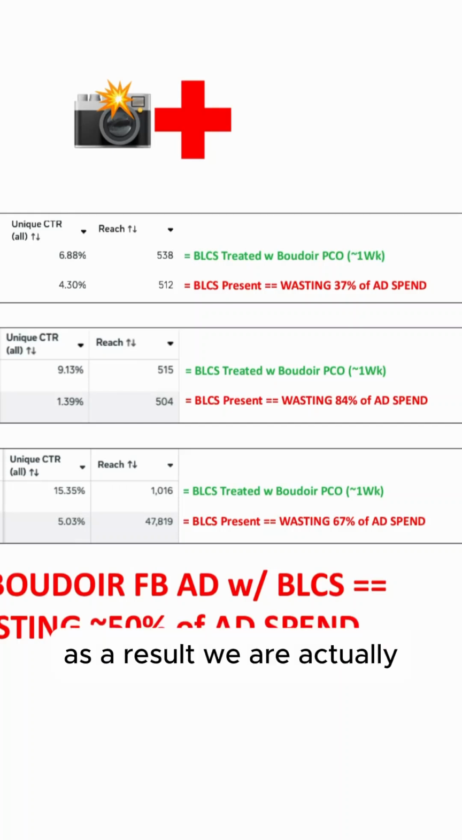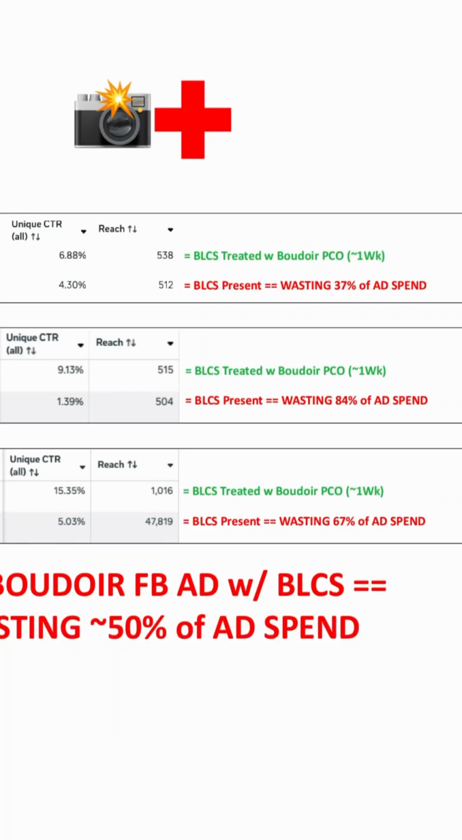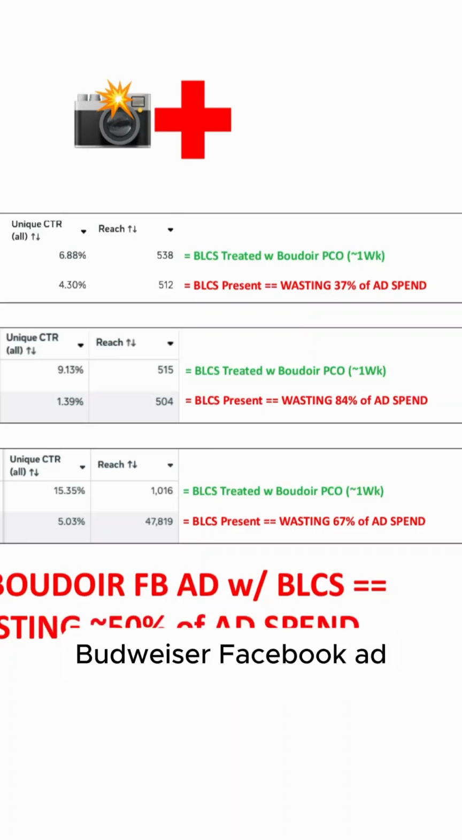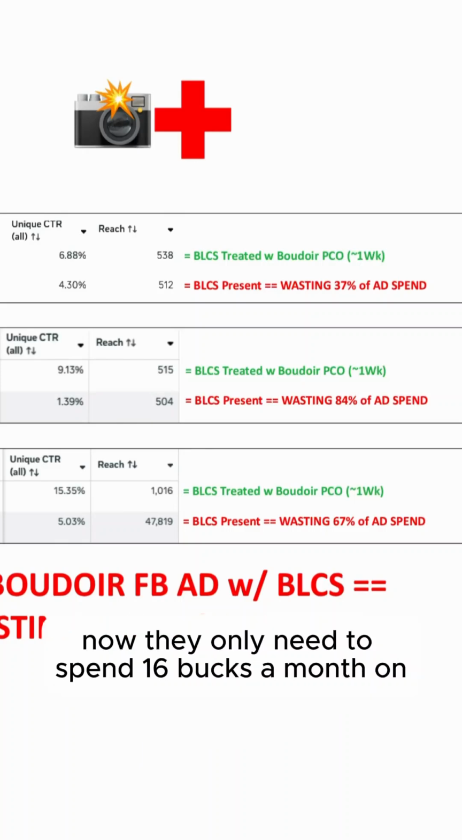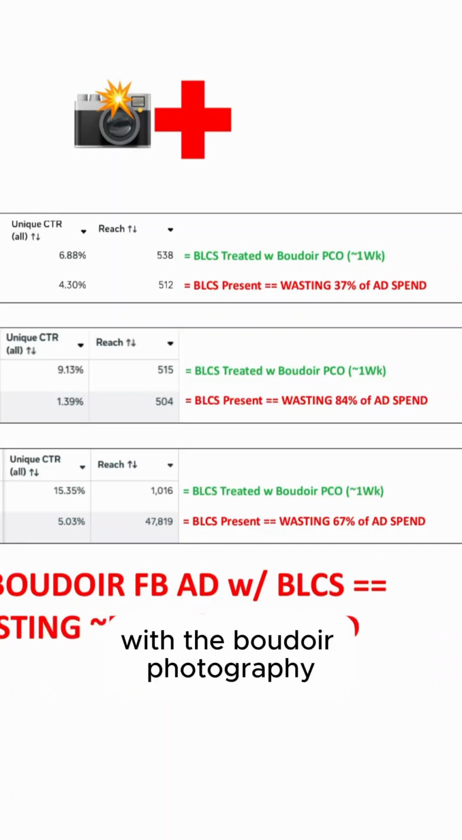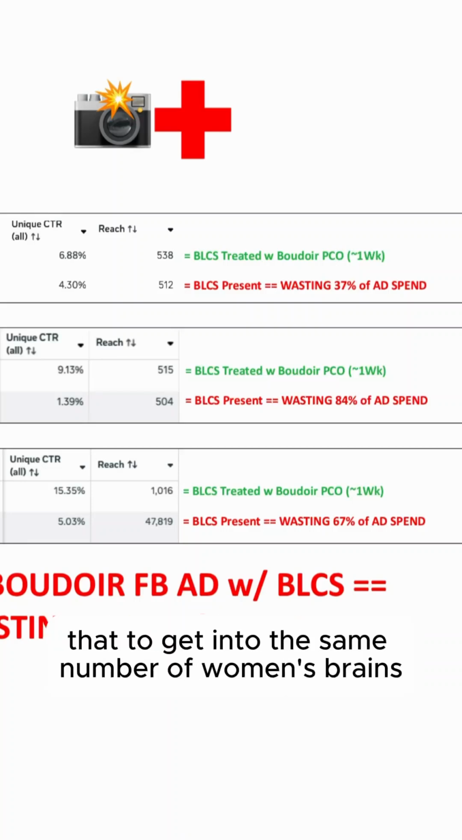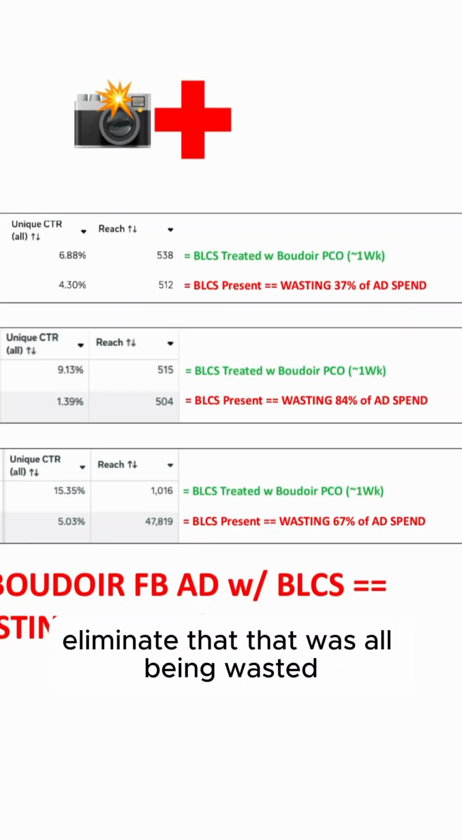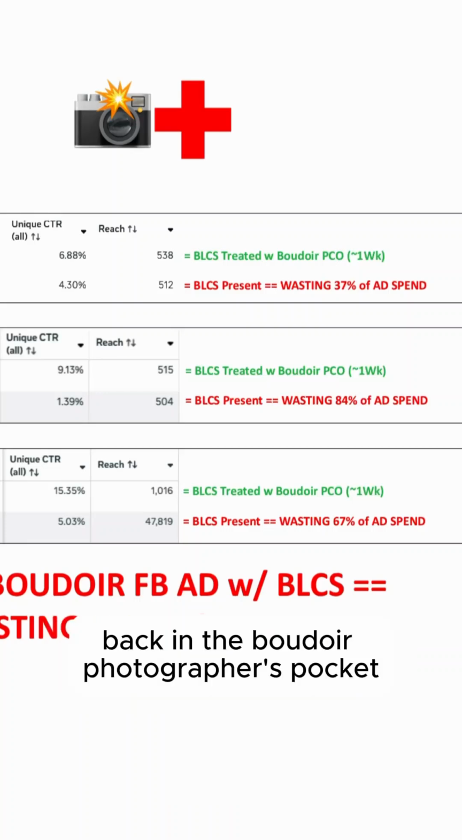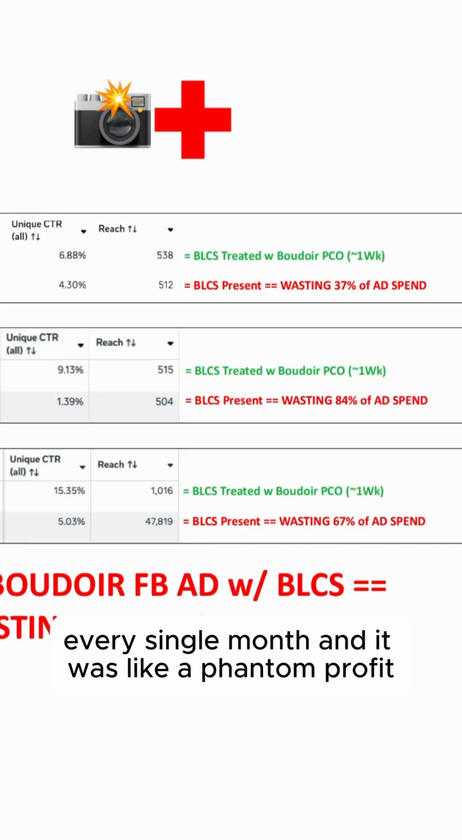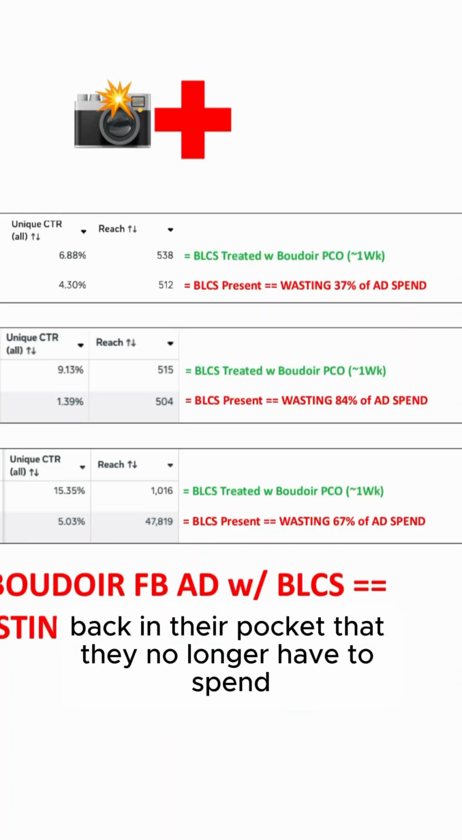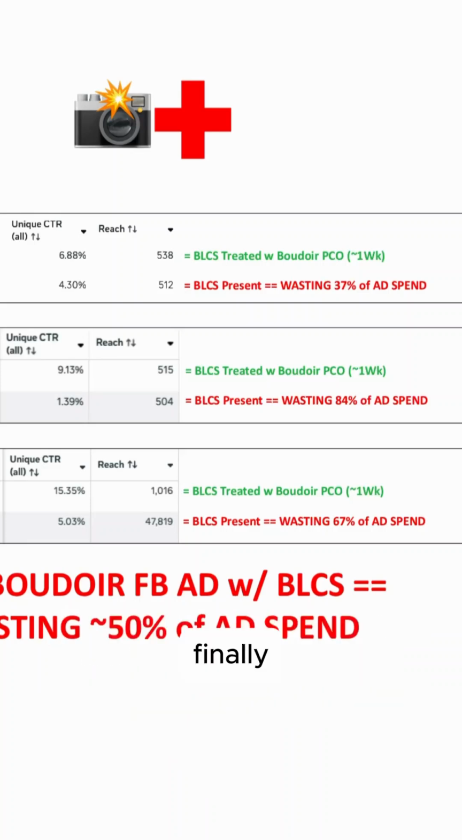And as a result, that means that if they're spending 10 grand a month on the original Boudoir Facebook ad, now they only need to spend 1,600 bucks a month on the Boudoir Pico treated ad to get into the same number of women's brains. So that's 8,400 bucks a month savings. They no longer have to spend. Eliminate that. That was all being wasted, back in the boudoir photographer's pocket every single month. And it was like a phantom profit, a Boudoir Pico profit. And at the end of 12 months, it's like a 100K bonus back in their pocket that they no longer have to spend.